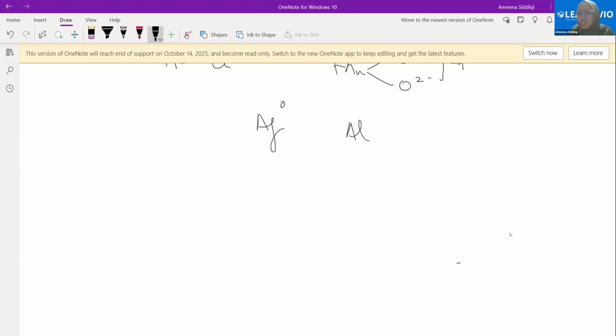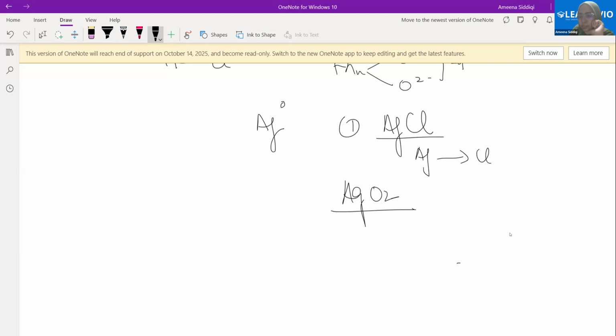But if I write it in two forms, AgCl and Ag2O, what will be the charge on silver here? The oxidation number of silver. In the first case, silver is bonded to one chlorine atom, and that's -1. Therefore, silver will have a charge of +1. And in silver oxide, oxygen has -2, which makes it -2 for the oxygen, so silver will have positive 1.